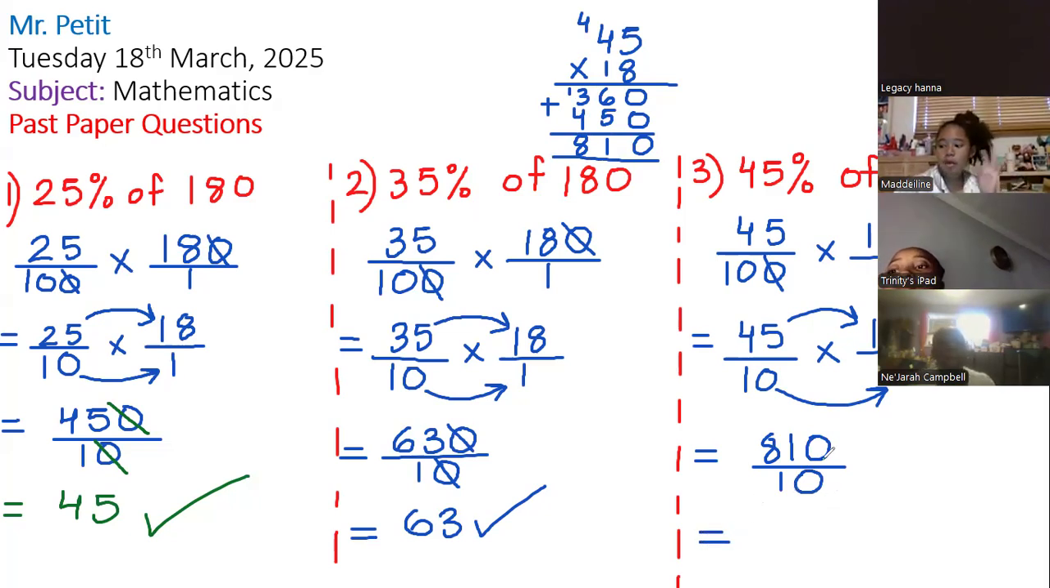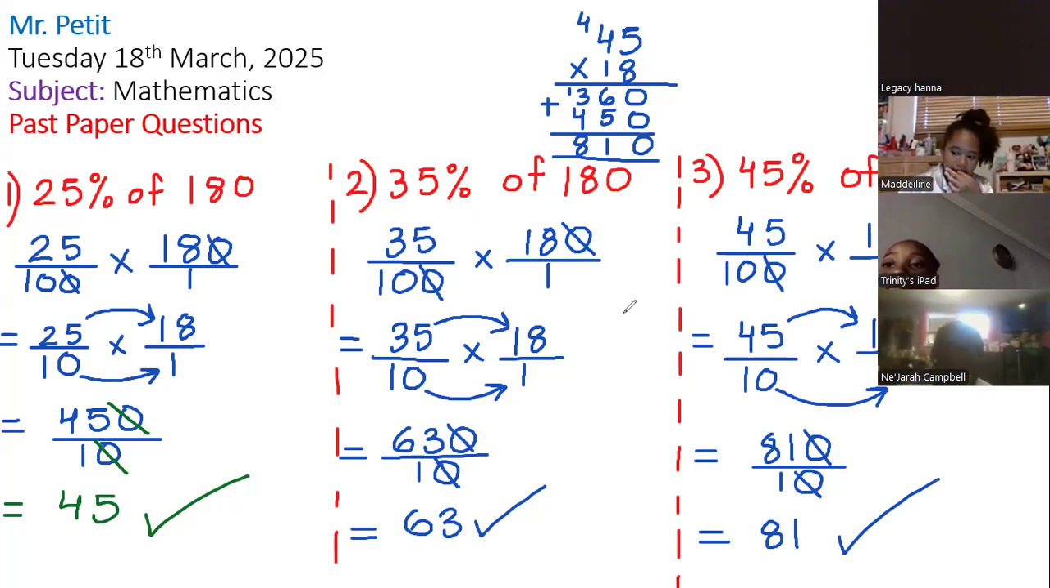Cross out all the zeros. Cancel the zeros. And when we cancel the zeros, we're left with what? Our answer, which is 81. 81. Very good. Class, you all understand how I got this? Let me know if you all understand how I got this. Yes, sir.